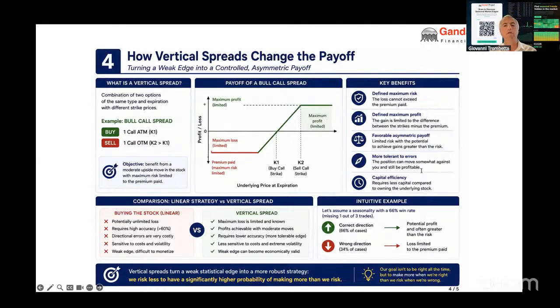So options are not just leverage tools. They are instruments that allow us to redesign the payoff and transform a weak statistical signal, the seasonality itself, into a more resilient trading strategy. And this is the reason why we love to use options on top of seasonalities, like they were two layers of a wafer, one above the other.